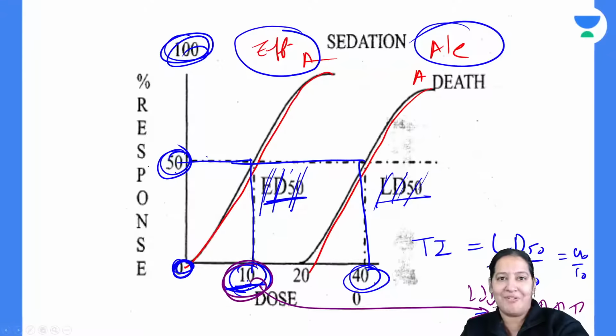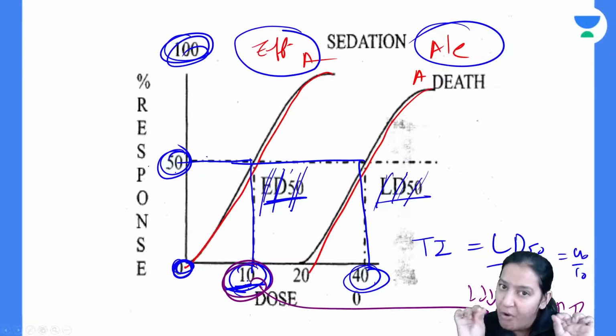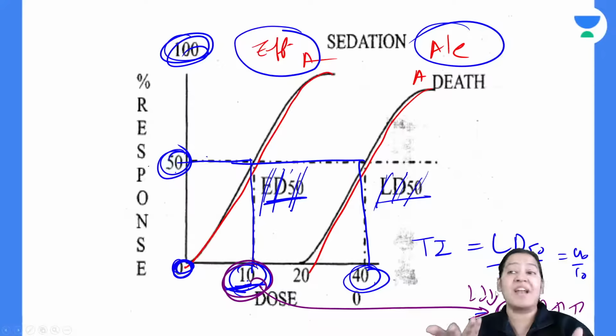You can do it with some drugs, but with other drugs it is contraindicated. You cannot increase the dose. You cannot afford increasing the dose because it will cause toxic effect and the patient can die.